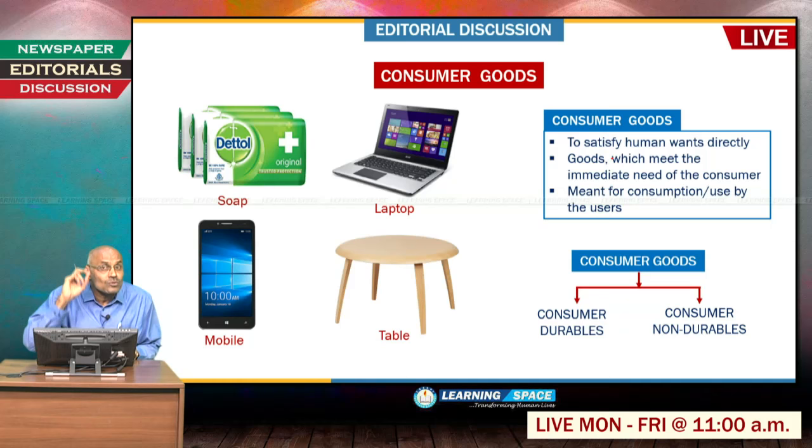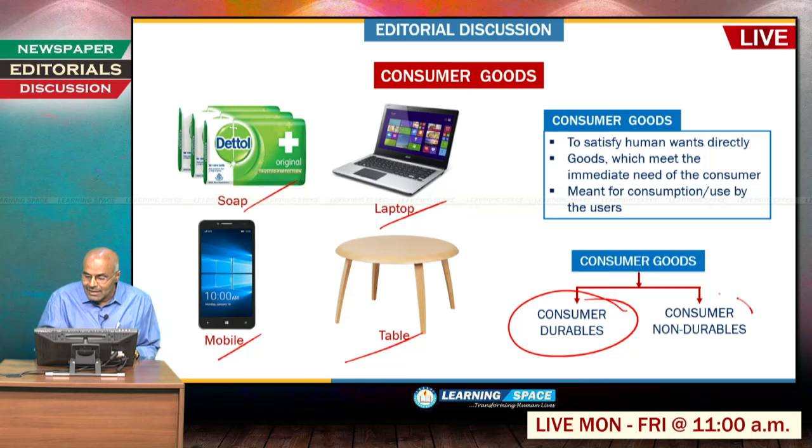Consumer goods are basically end products like soap, laptop, mobile, table, and there are two categories of consumer goods. One is durables, the other one is non-durables. Non-durables are basically in the category of soaps and face creams. All these things are in the category of consumer non-durables, and consumer durables are things like air conditioners and refrigerators. So, in economy, you should have a clear distinction between these terms.